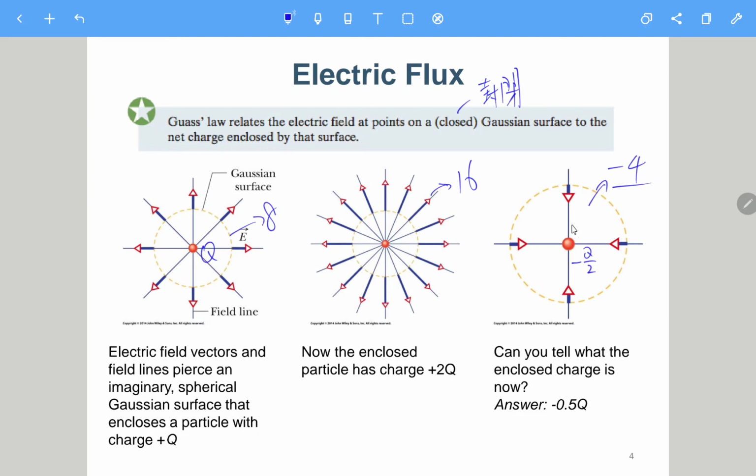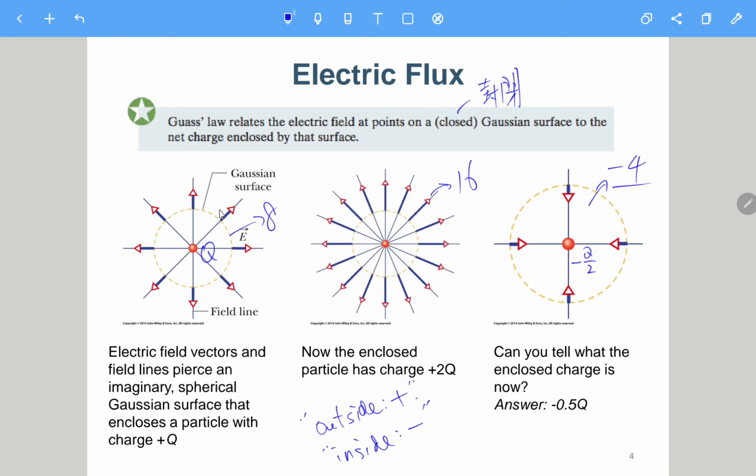So we always define outside, pointing outside to be positive, pointing inside to be negative. Mathematically, we always define the sign for inside outside like this. For outside positive, for inside negative. So this is positive 8, positive 16, and if this 4 arrow is pointing inside, it is a negative 4.